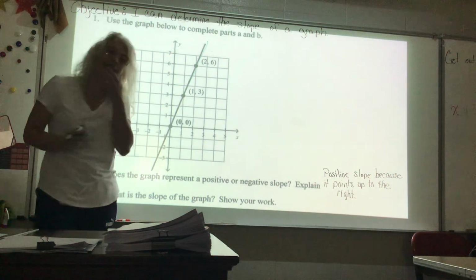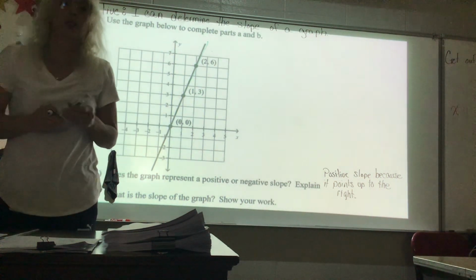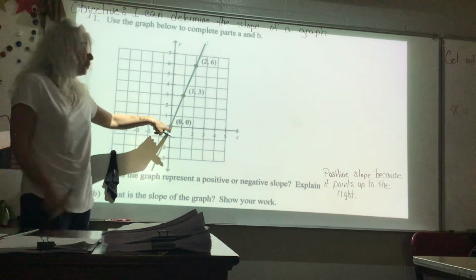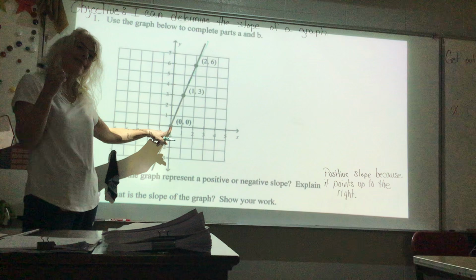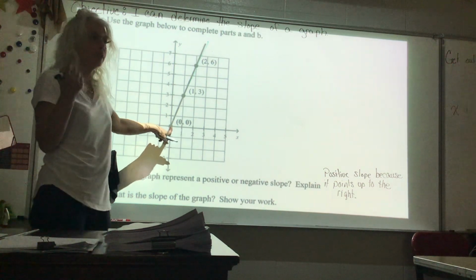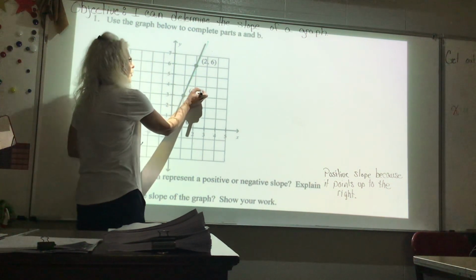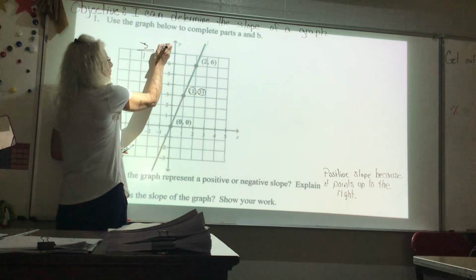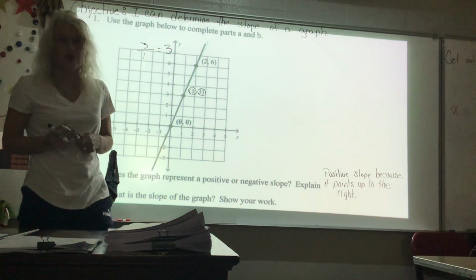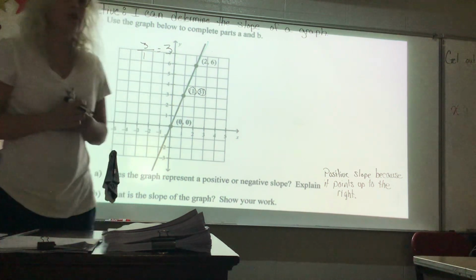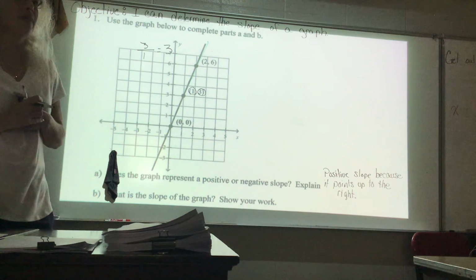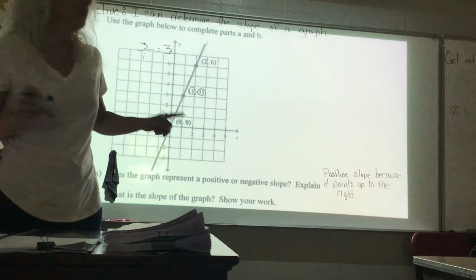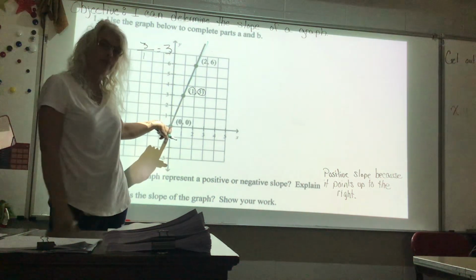Now, is this graph proportional? Does it go through the origin? Yes. So in 7th grade, you learned to find the slope as take the y and divide it by the x, which works every single time when the graph goes through the origin.